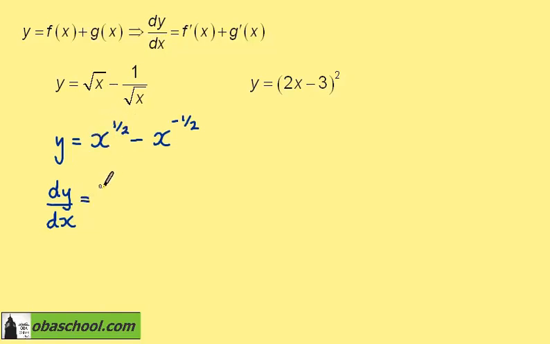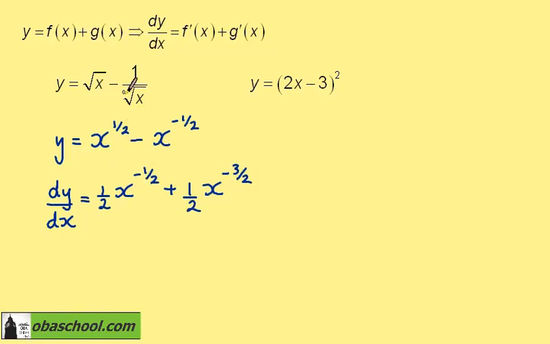The half drops down in front, and we reduce the power by 1. A half take away 1 is minus a half. Same here, minus half drops down in front, the minus minus makes this a plus, and then reduce the power by 1, giving us minus 1.5 or minus 3 over 2 as a top-heavy fraction.